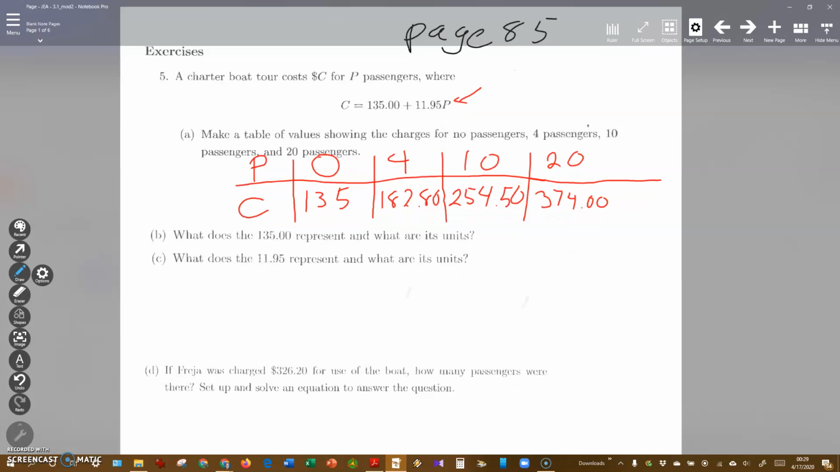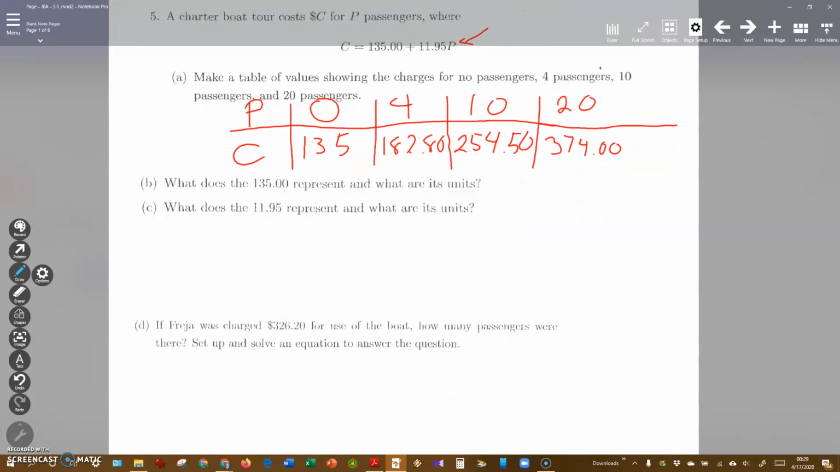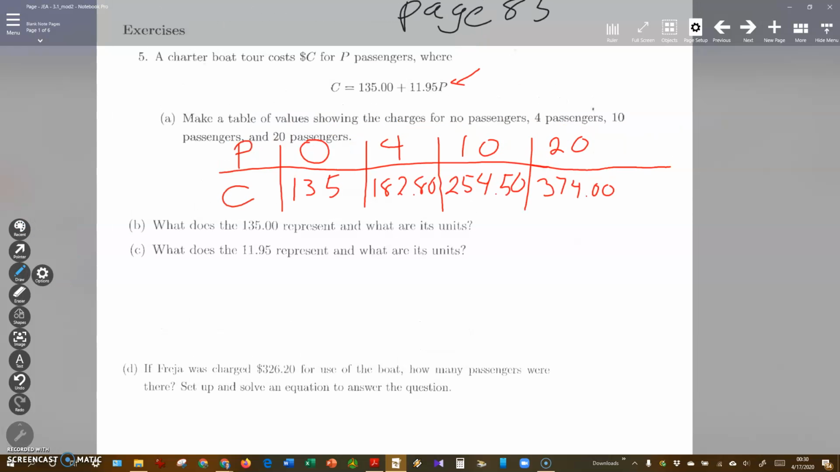So now, questions B and C. What does the 135 represent, and what are its units? And what does the 11.95 represent, and what are its units? Well, let me switch colors here. Well, the 135 could represent like a base charge, a base rental fee. Like I'll just call it the base rental fee, right? No matter how many passengers you've got, you got to pay something for the boat. So that could be the base rental fee. And the units then would be dollars in this story.